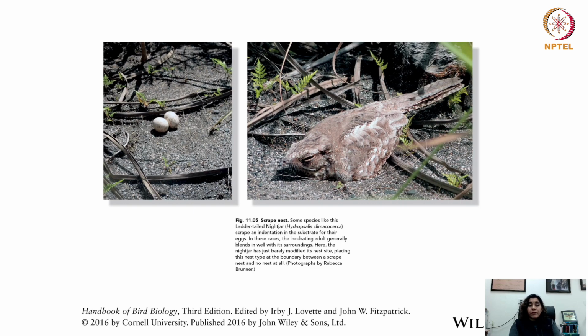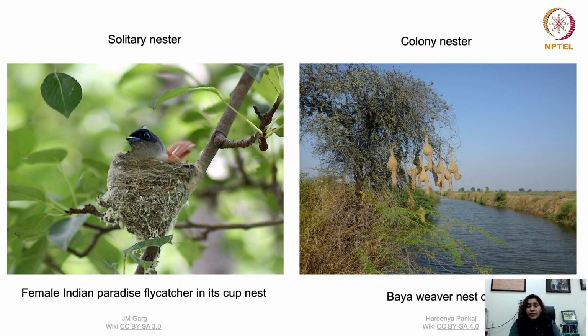Birds can also be solitary nesters, wherein a single individual or a pair builds a nest away from other individuals of the species, such as the Indian paradise flycatcher shown here, along with many other species of birds. Then there are colony nesters such as the baya weaver, cliff swallows, sand martins, and many other species.